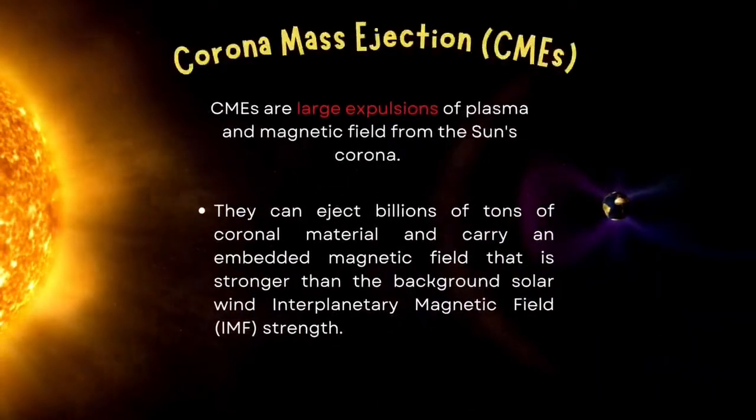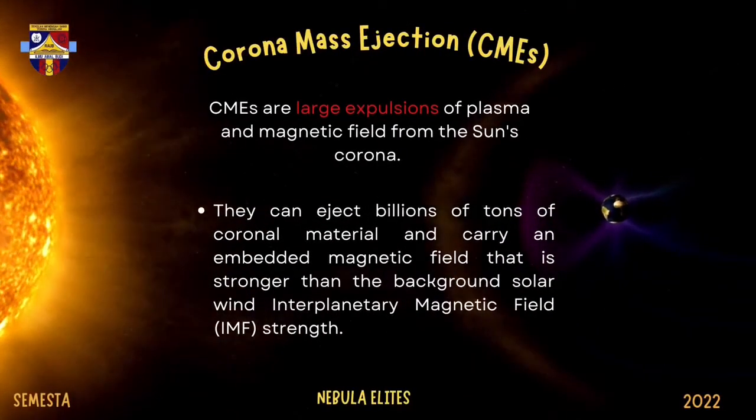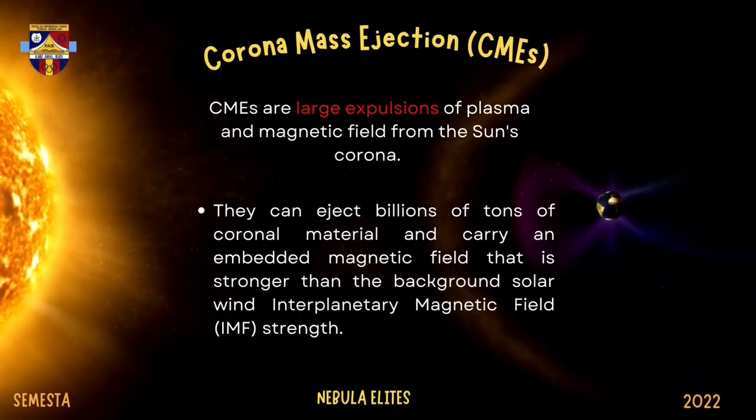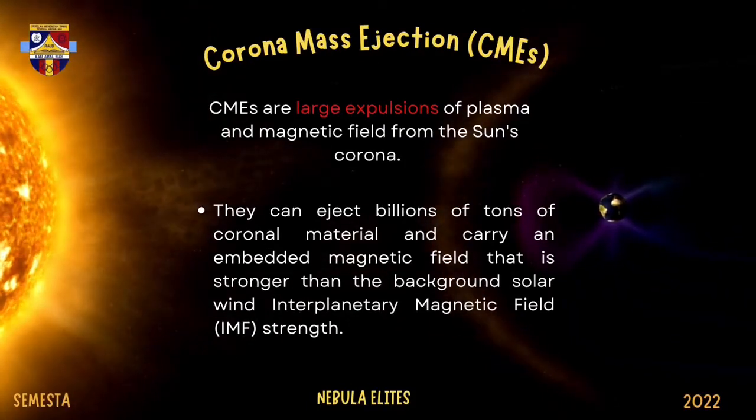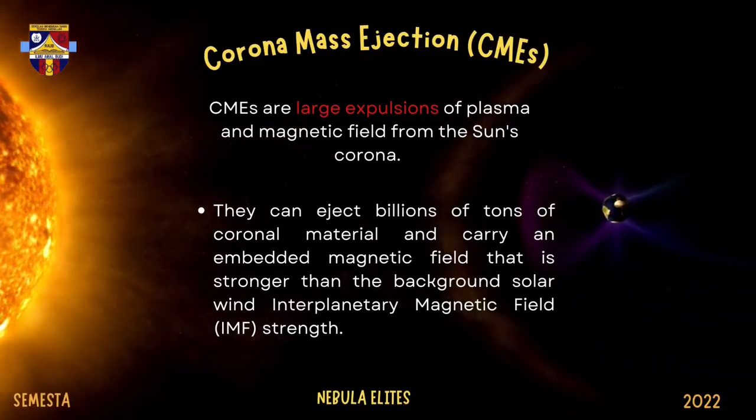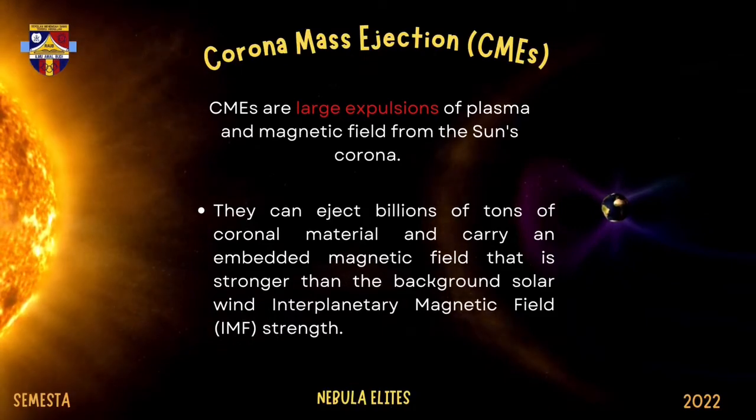Coronal mass ejection. CMEs are large explosions of plasma and magnetic field from the sun's corona. They can eject billions of tons of corona material and carry an embedded magnetic field that is stronger than the background solar wind interplanetary magnetic field (IMF) strength.